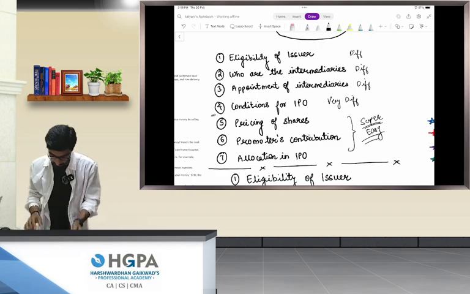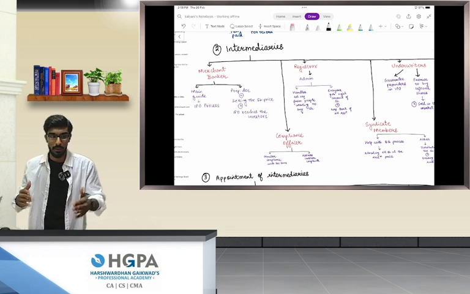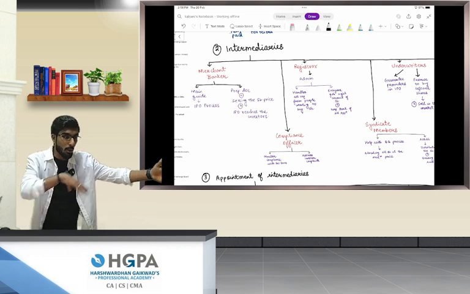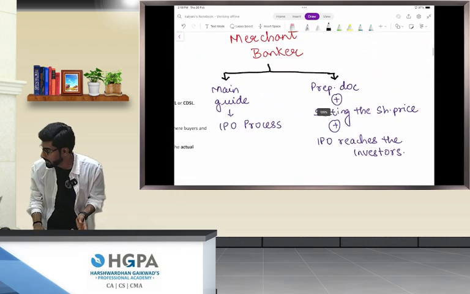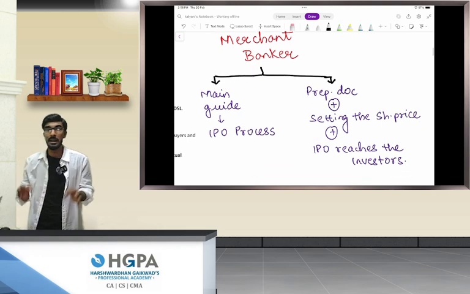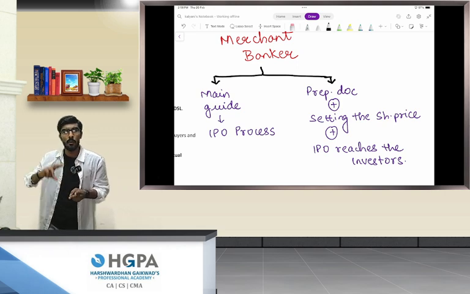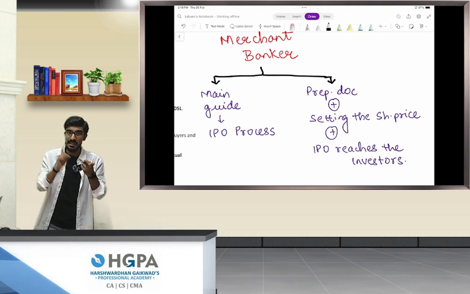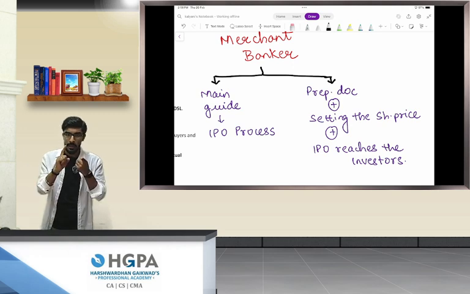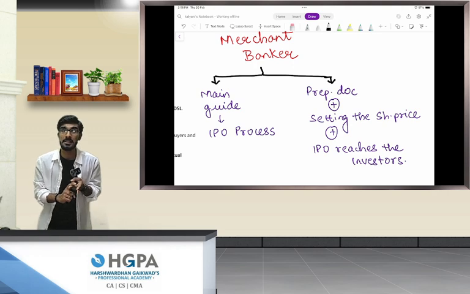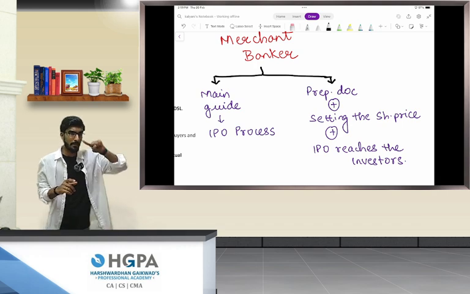Alright? Perfect. Now, the next concept is, who are the intermediaries? Before Lenskart and the public, who all will be involved? Let's understand it. Number one is the merchant banker. The merchant banker is the main guide of the entire IPO process. Number two, he prepares documents and sets the share price. Number three, he ensures that the IPO reaches the investors.